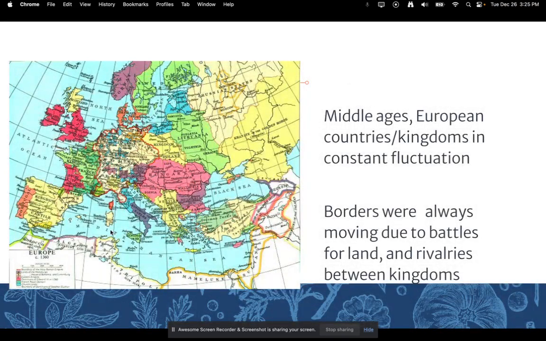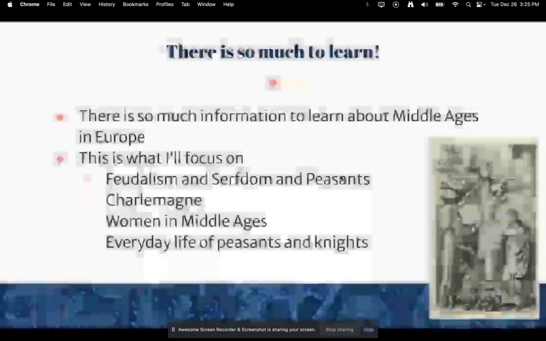So, speaking of the Western Empire or Western Europe in the Middle Ages, it was a mess. European countries and kingdoms were in constant fluctuation. Like you can see here on the map, all the different colors, those all represent different kingdoms. And borders were always moving due to battles for land and rivalries between kingdoms. So, they were totally not unified.